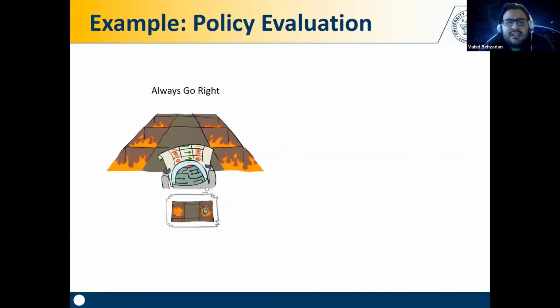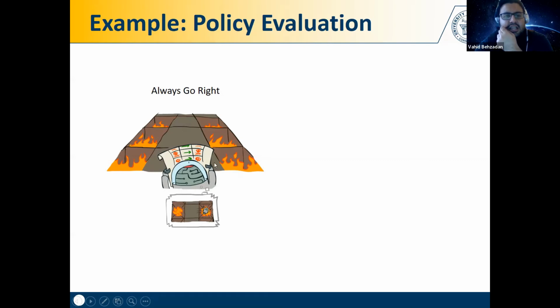Okay, let's look at an example. Let's look at an agent in the grid world that's set up like this. And what the agent is holding is a policy. It's like a map that tells the agent where to go in each grid cell, which happens to be each state as well. So look at this policy here. It tells the agent to always go right.